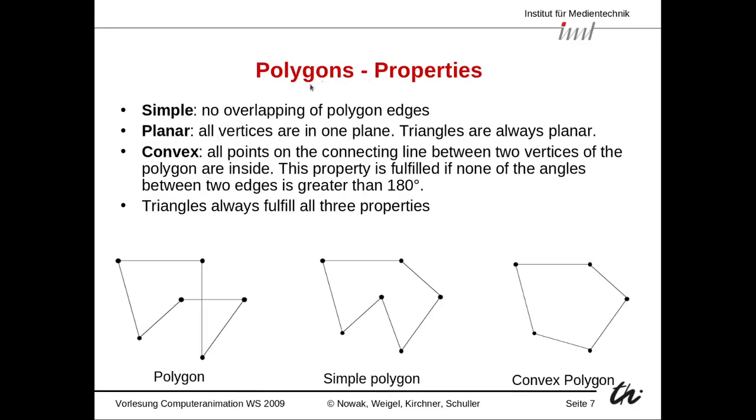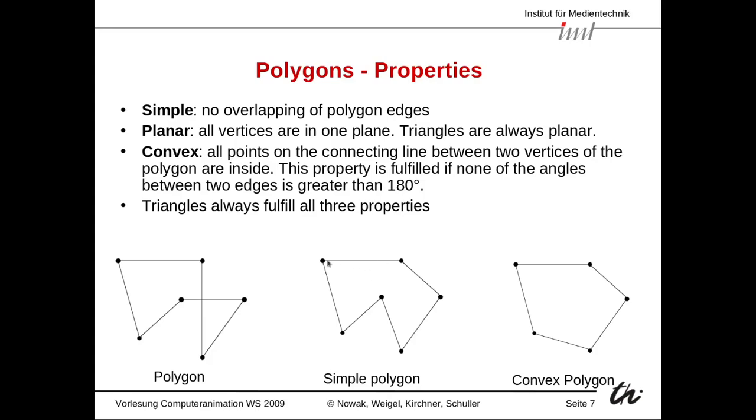So the properties of polygons is they should be simple, no overlapping of polygon edges. If they are planar, all vertices are in one plane, and in triangles this is always the case. They are convex if all points on the connecting line between 2 vertices of the polygon are inside. This property is fulfilled if none of the angles between the 2 edges is greater than 180 degrees. And triangles always fulfill all 3 properties.